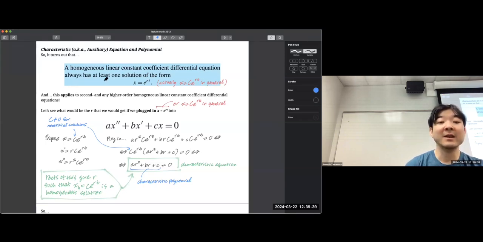And I had said this back then. It doesn't say anything about the order. It just says homogeneous, linear, and constant coefficient. It could be not necessarily second order. And so I wrote down here, and this applies to second and any higher order homogeneous linear constant coefficient differential equation. At the time, you may have just not really picked up on that, but now is where I'm going to highlight that back then I said that this actually is true regardless of whether it's second or third or fourth or fifth or seventh order, so long as it's homogeneous, linear, and constant coefficient.